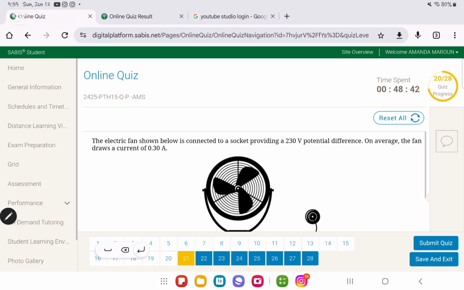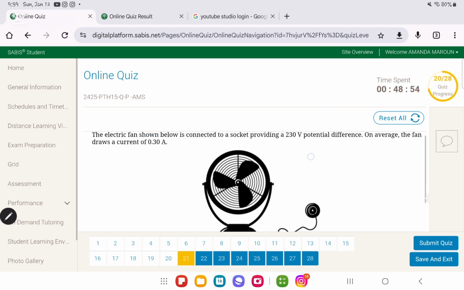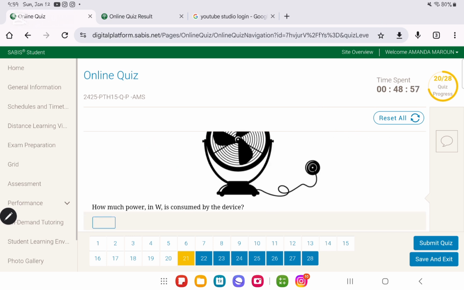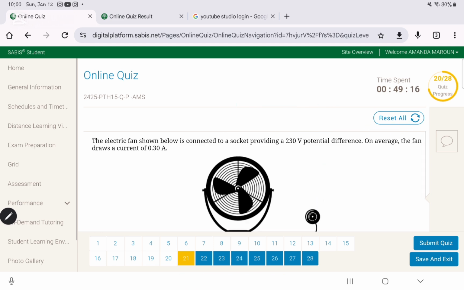Here we have an electric fan, shown below, connected to a socket providing 230 volts. This is our V. On average, the fan has a current of 0.3 amperes. This is our current I. How much power in watts is consumed by the device? Very simply, power is equal to I times V. Our I was 0.3 times our voltage, which is 230 if I am not mistaken. So that makes it 0.3 times 230, which is then 69. So our answer here is 69.